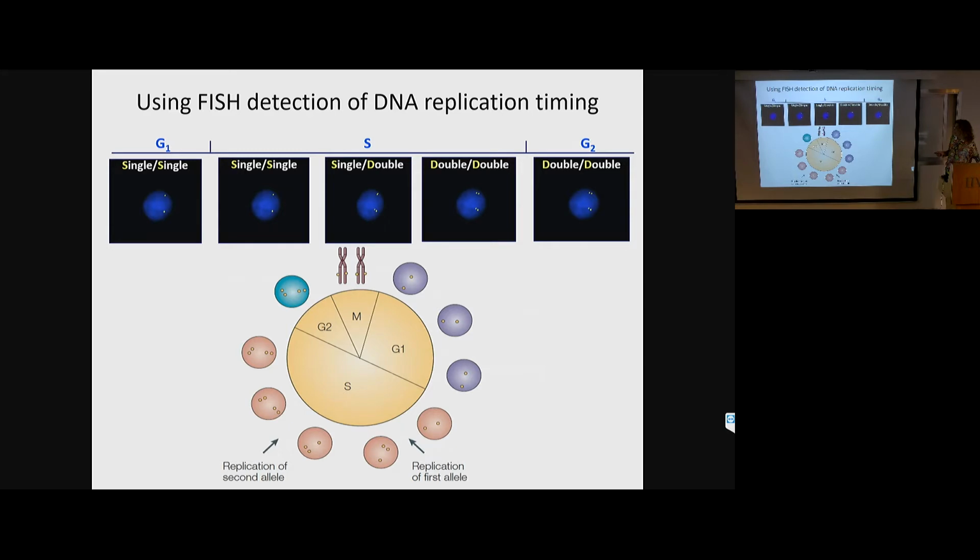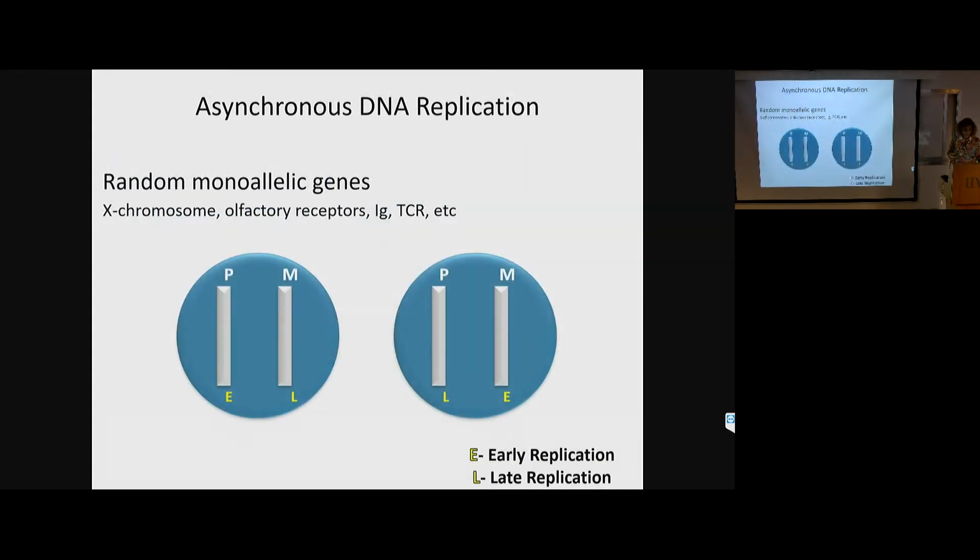So the single dot represents the allele that has not replicated yet. The double dot represents the allele that has replicated already. And we call it single, double, and the percentage of single, double nuclei that we see represents whether a locus replicates in a synchronous or in an asynchronous manner.